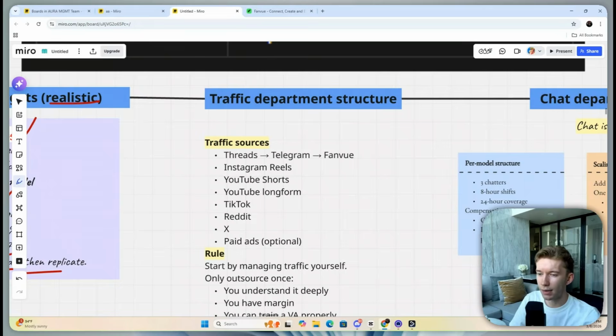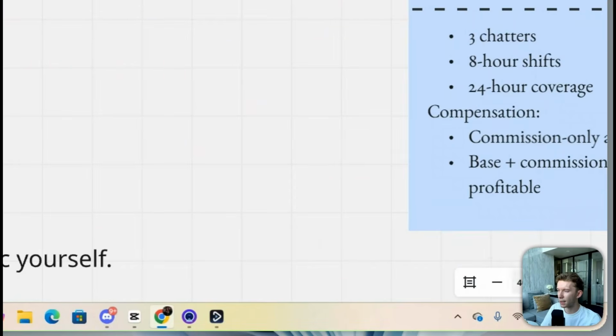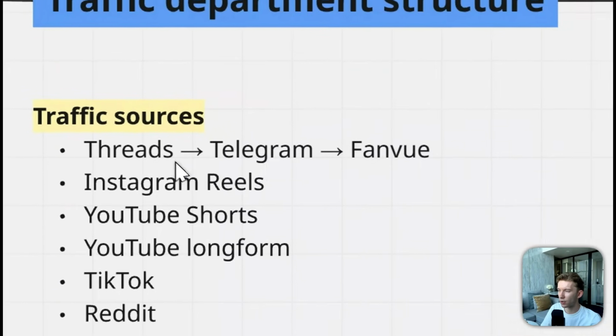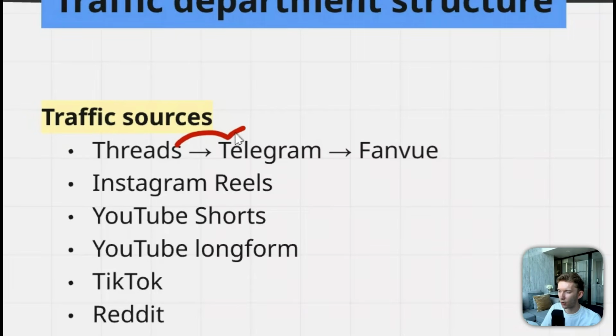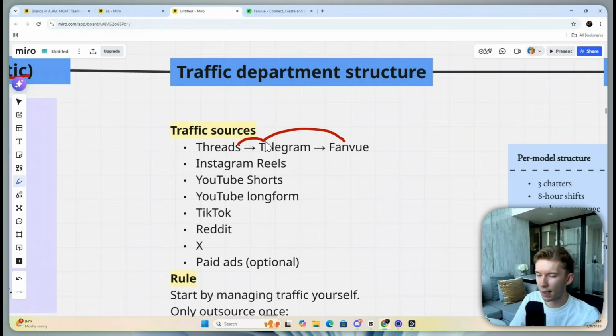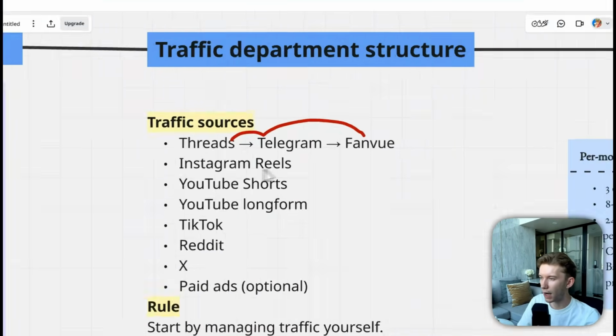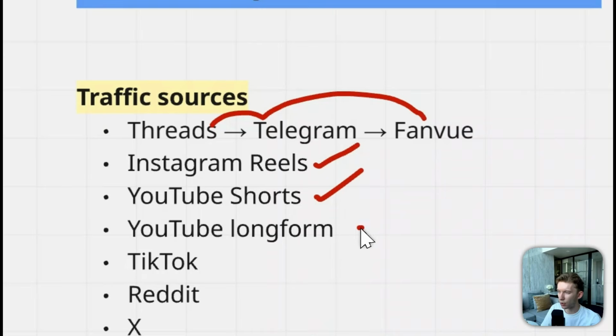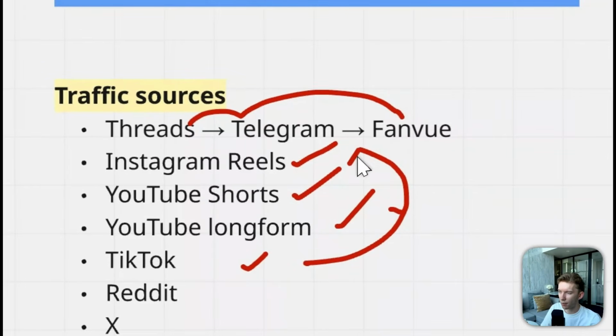All right, now in terms of traffic sources, this is where it gets interesting. Our main traffic source is Threads to Telegram to FanView, right? So we bait people on Threads, we bring them to Telegram, we have a chatbot that chats to them and converts them to FanView. All right, and then obviously Instagram Reels, YouTube Shorts, YouTube Long Form, TikTok, that is all organic. That will all run pretty much simultaneously all the time for you guys. It's not something you need to spend a crazy amount of time on.